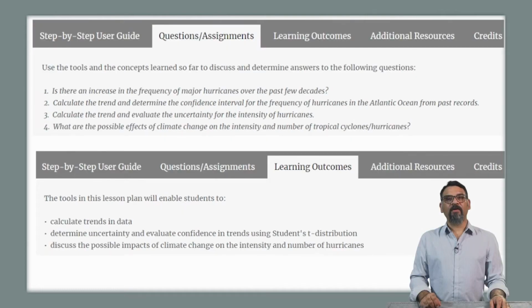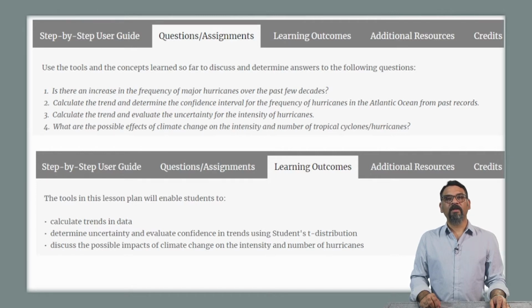The questions that you can ask your students through this lesson plan include: Is there an increase in the frequency of major hurricanes over the past few decades? Calculate the trend and determine the confidence interval for the frequency of hurricanes in the Atlantic Ocean from past records. Calculate the trend, evaluate the uncertainty for the intensity of hurricanes. What are the possible effects of climate change on the intensity and number of tropical cyclones or hurricanes?